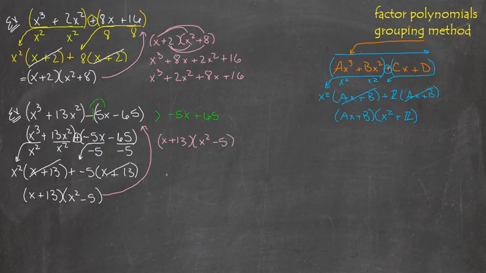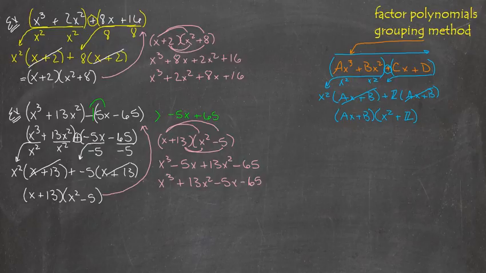All right, so now I'll distribute. x times x squared, x cubed. x times -5, minus 5x. 13x squared, minus 65. Write them in descending order. And I got the original problem back, so I know these are the correct factors.